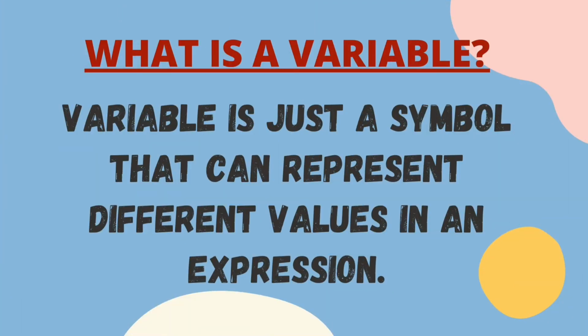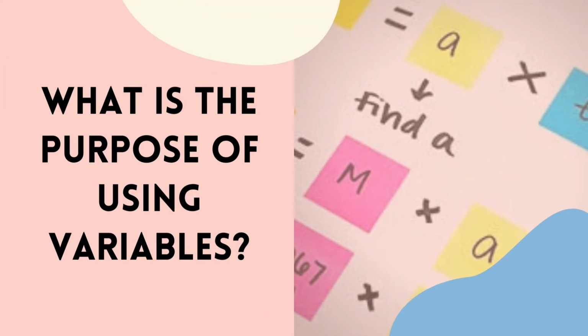In general, a variable is just a symbol that can represent different values in an expression, which can be in any form. And you can create your own variable, but we need to always use the formal symbol that is accepted in mathematical terms for everyone to understand it. And now we go to the purpose of using variables. So what is the purpose of using variables?